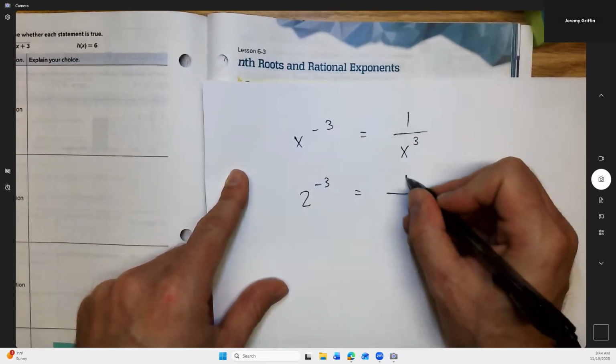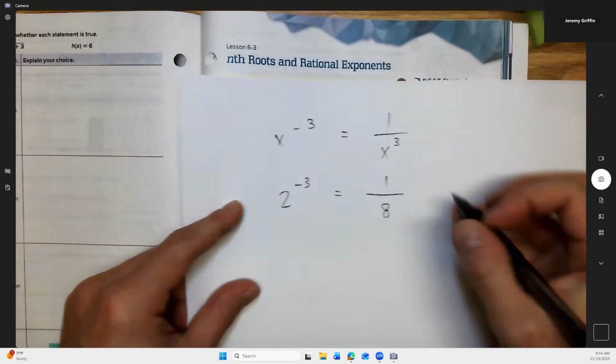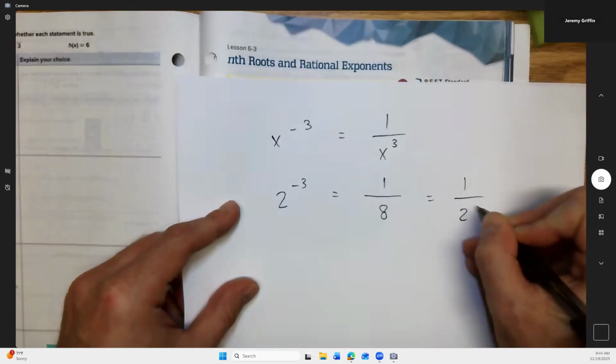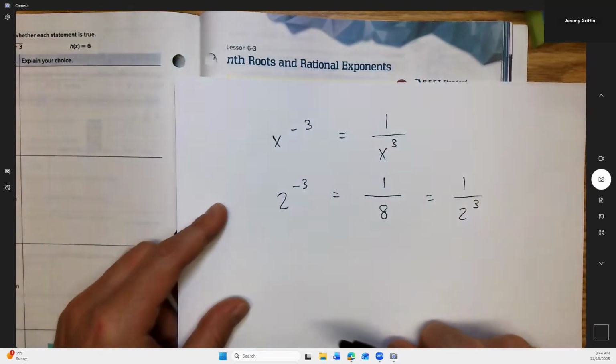1 over 8. Yeah, because 1 over 2 to the power of 3, you guys know this is 1 over 2 to the power of 3. 2 times 2 times 2 is 8. So look at that.